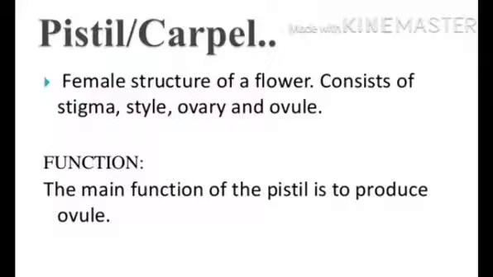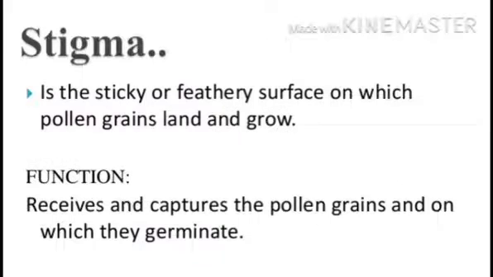Now the pistil or carpel. The female structure of the flower consists of stigma, style, ovary and ovule. The main function of the pistil is to produce ovule for fertilization, to fuse with the male gamete to produce fruit or seed. Stigma is the sticky or feathery surface on which pollen grains land and grow. Function: receives and captures the pollen grain, on which it germinates.